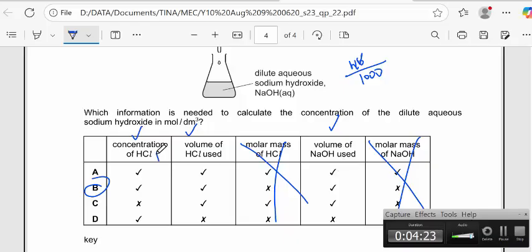You only need M and V, and then you find the other M. MV over 1000, molarity is concentration. Do you understand? Got it? Yeah. Okay.